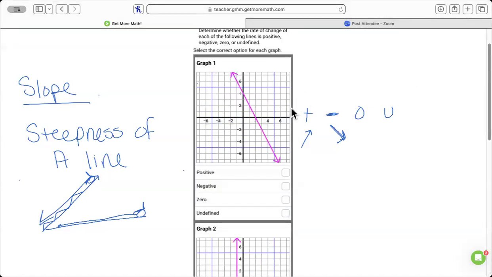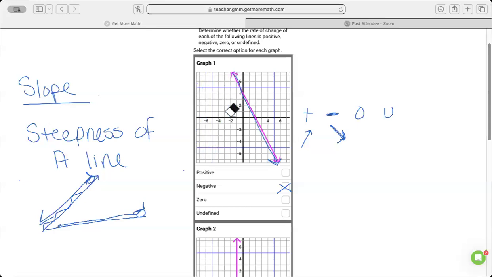All right, let's look at this one. Same thing here. That's the first time I touched it, and it's going downward, so that's going to be negative.